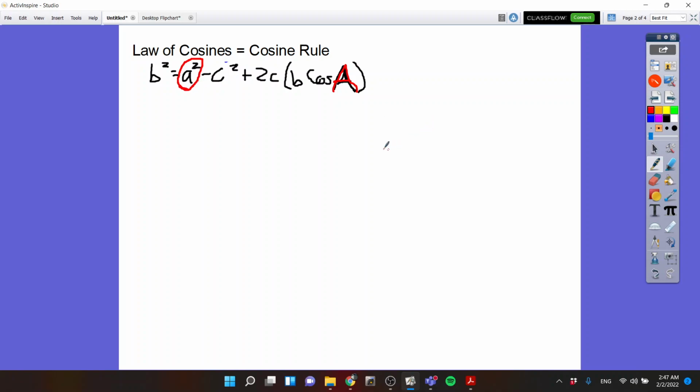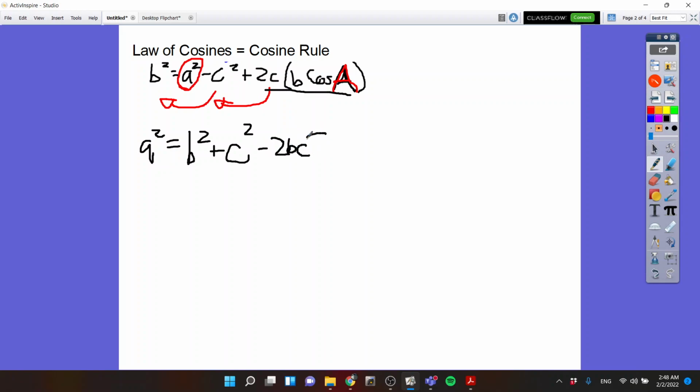So I'm going to get A squared alone, which means I'm going to add C squared over here, and I'm going to subtract that stuff over to the other side. So I get A squared is equal to B squared plus C squared minus 2BC cosine A.